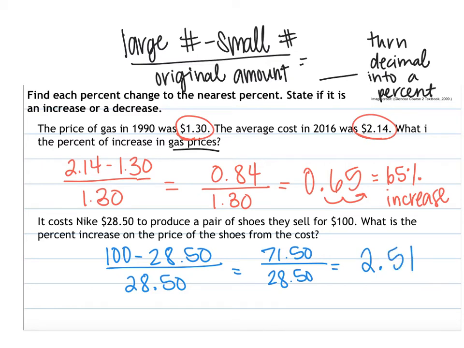The reason I did the nearest hundredth is because it's telling us up here to the nearest percent, so that's the whole number. So now when I move the decimal, it's the nearest percent. So 251%. And again, the price is going up over time, so that's an increase. So Nike sells their stuff for a 251% increase of what it costs to make it.